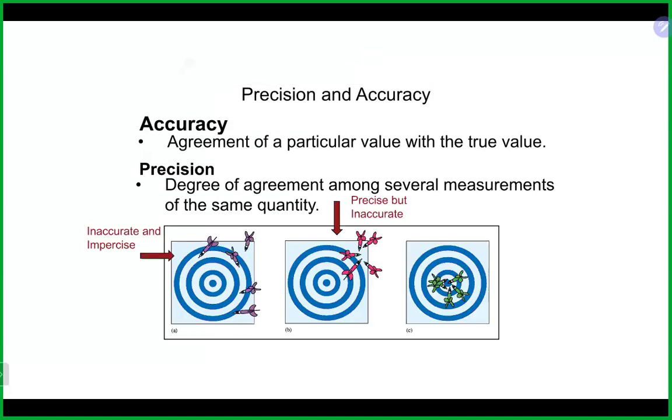And again, as we can see, our darts there, we're inaccurate and imprecise on the first one, all over the place. We're precise but not accurate, and then obviously there in the center, we are accurate and precise.